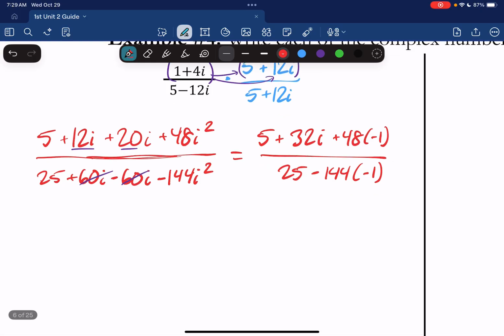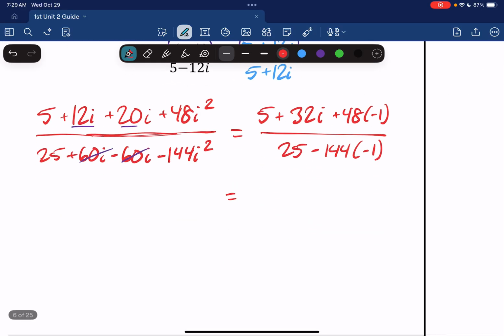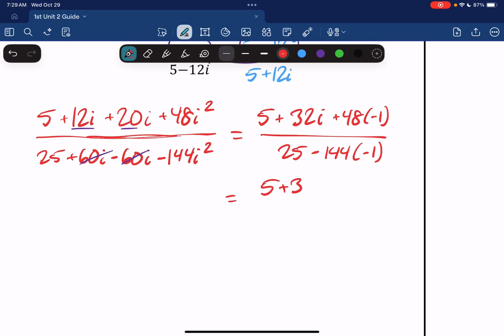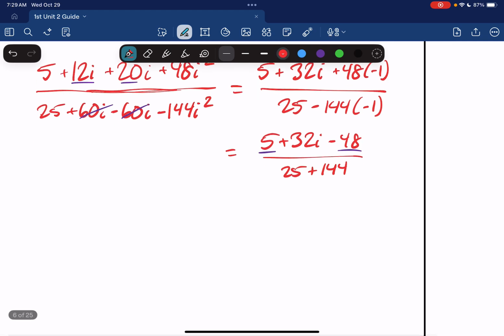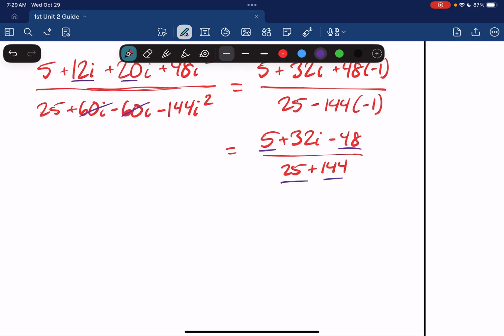And so I can just go ahead and keep on going. So I have 48 times negative 1 and 144 times negative 1, which we know is going to change the signs. So this gets me 5 plus 32i minus 48 over 25 plus 144. And then I have those last two like terms to combine in my numerator along with my denominator. So this gets me negative 43 plus 32i over 169.